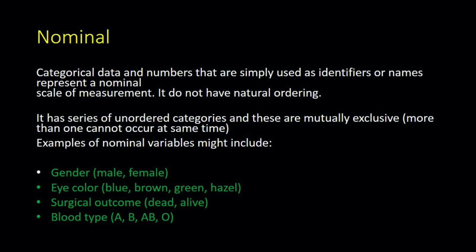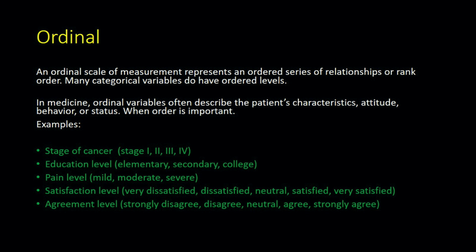In the next slide you can see the second category, the ordinal scale. An ordinal scale of measurement represents an ordered series of relationships or rank order. Many categorical variables do have ordered levels. In medicine, ordinal variables often describe the patient's characteristics, attitude, behavior, or status when order is important. The term order is important in the ordinal category, as in the first example, the stage of cancer, where every stage has a level: stage 1, stage 2, stage 3, stage 4.